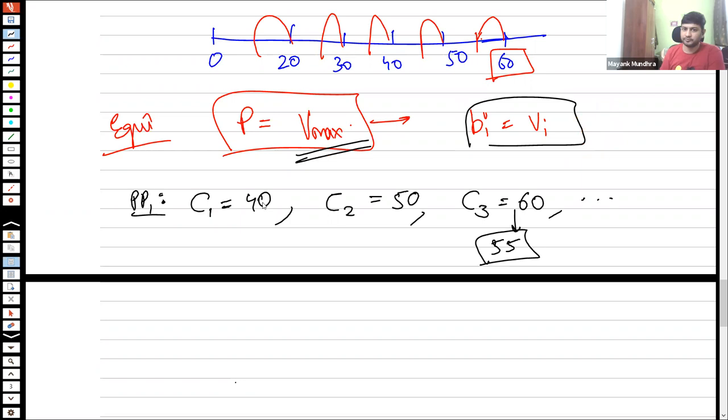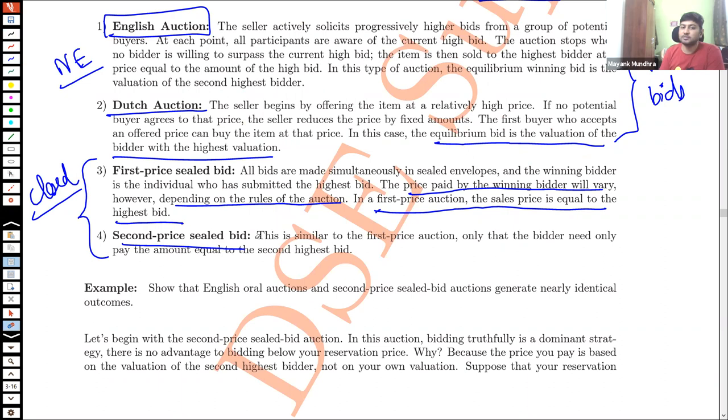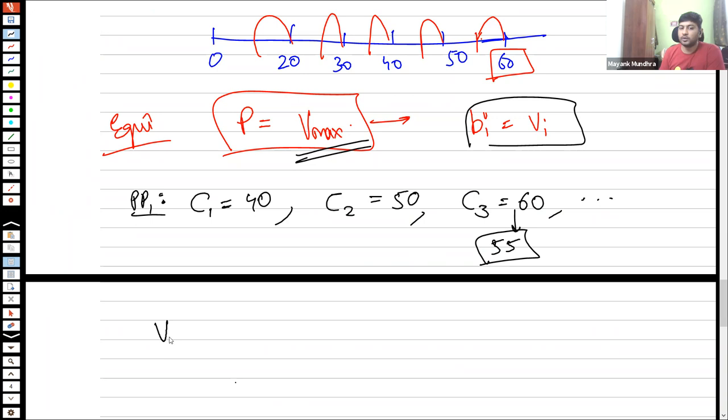Now, finally, the second price sealed bid. The second price sealed bid is similar to the first price auction, only the bidder need only pay an amount equal to the second highest bid. So in this case, the valuation of the ith bidder, the utility of the ith bidder.